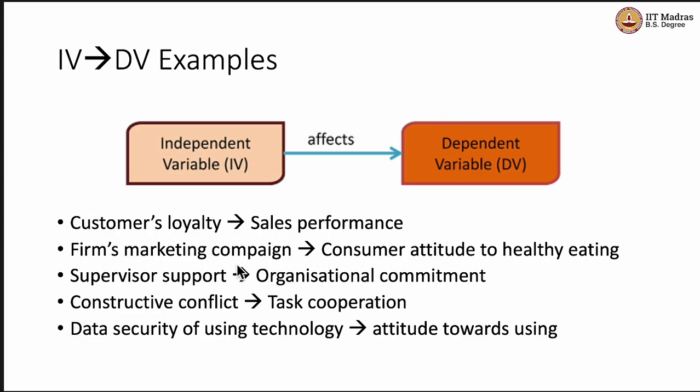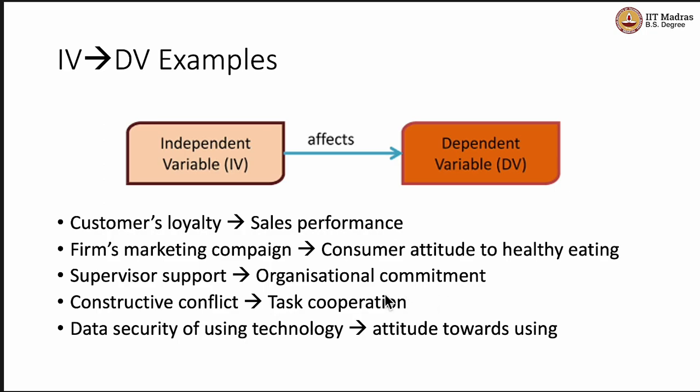So there are more examples here. Customer loyalty affects the sales performance. Sometimes marketing and sales want to gain and retain the customer through customer loyalty. They think that if a customer is loyal, then we can consider selling. So loyalty is important. Or for a marketing campaign: if we have a good campaign, how can we promote, maybe in the food industry, a healthy product? How can we make a good campaign to shape the consumer's attitude to healthy eating?